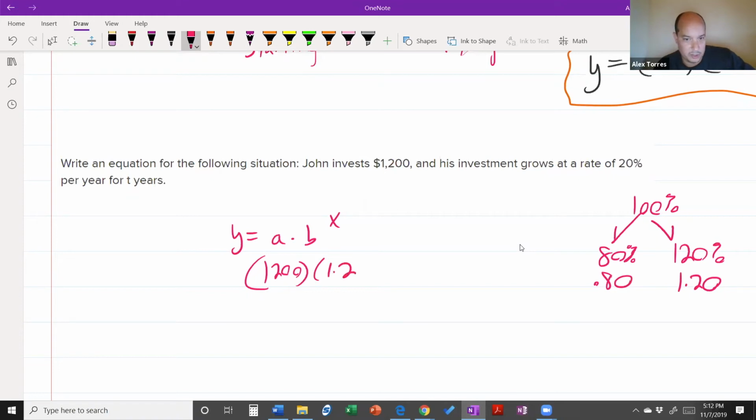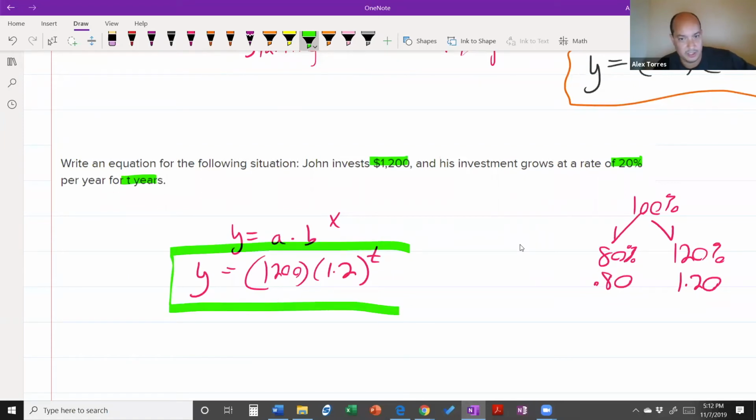So 1.2 right here, and x is the number of years, or in this problem it says t. So in this sample problem here, we were tasked to write an equation for this situation, investing $1,200, growing at 20% for t years. And this is what the answer would look like. And on an official SAT, you'd be asked what would happen after 2 years, 3 years, 5 years, and you would just plug that number in for t. So that's kind of like our basic setup for the exponential equation.